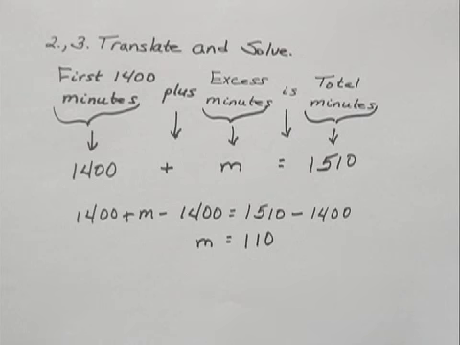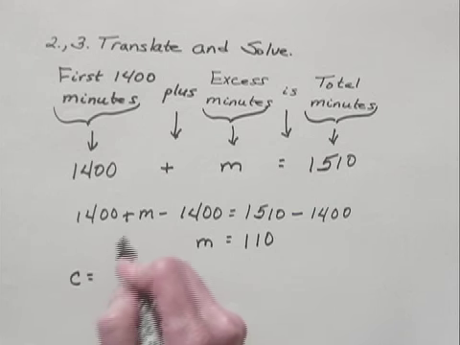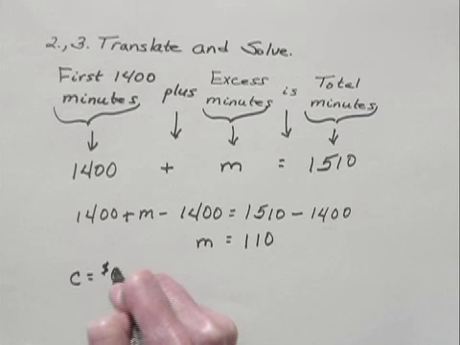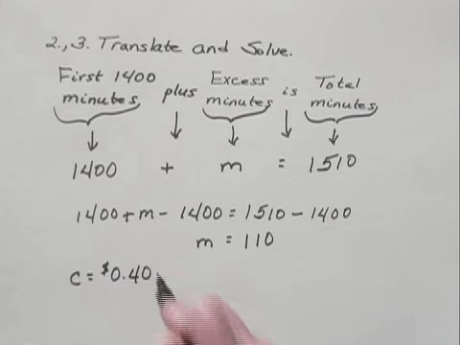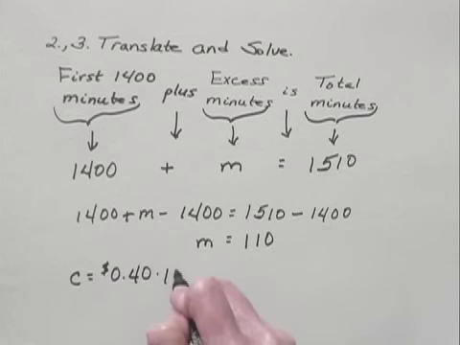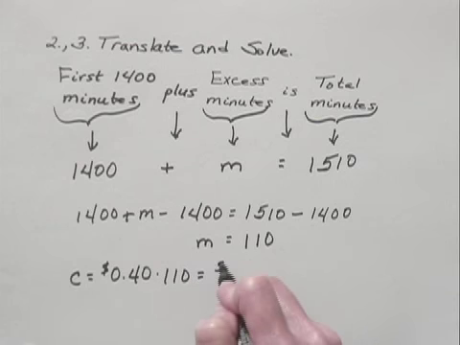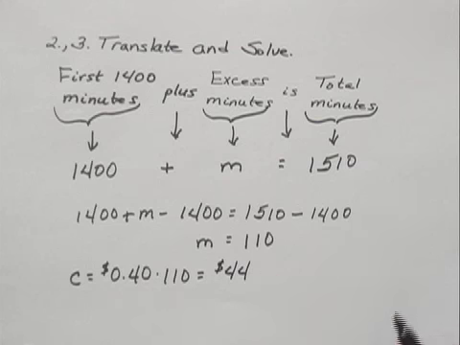Now we're going to multiply to find the cost of these 110 excess minutes. And let's let that cost be C. So we can say that C, cost of the excess minutes, is equal to 40 cents per minute times the number of minutes, which is 110. And when we do that multiplication, we get $44.